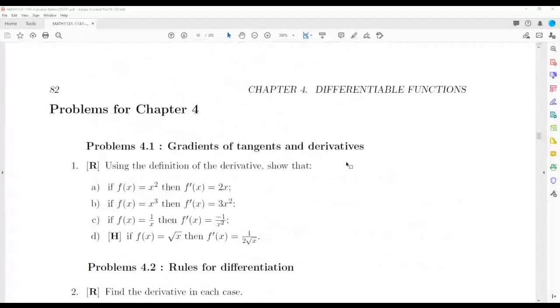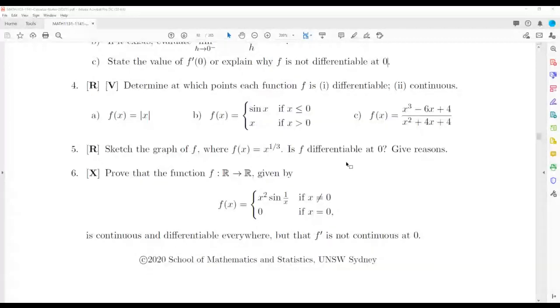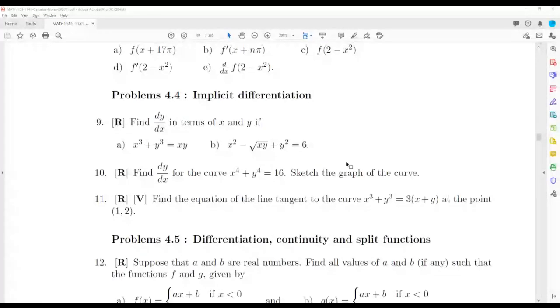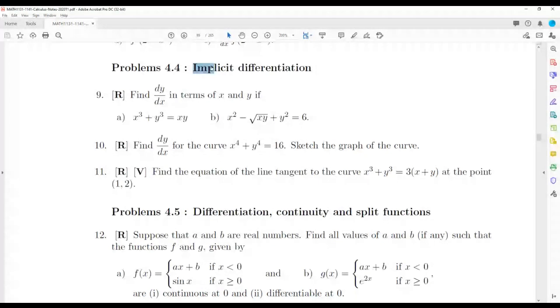So let's look at implicit differentiation. I'll go back to the PDF, and we're still in chapter 4. I wanted to go down to this one, this implicit differentiation. Now, some of you, I'm sure, will have seen these things before. If you haven't, don't worry. These are just classic problems when you're differentiating these implicit functions.